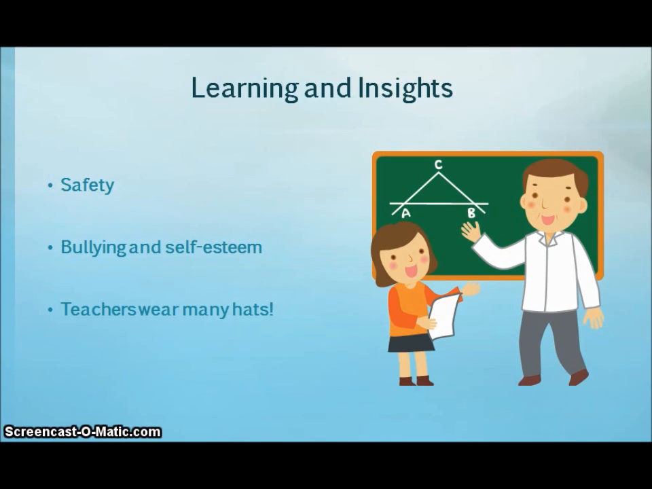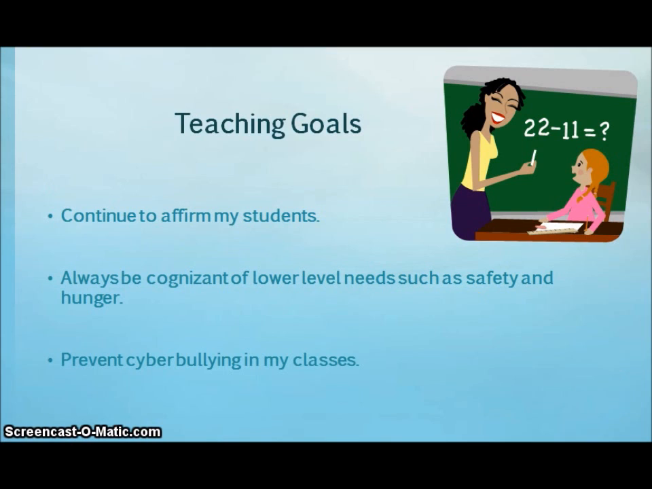The final point Alyssa made was that teachers wear many hats. At different times, we must be the teacher, friend, guidance counselor, negotiator, coach, referee, etc. We must know when it is appropriate for each role. Following my research and discussions with Alyssa, I formulated 3 teaching goals in relation to children's needs and learning.